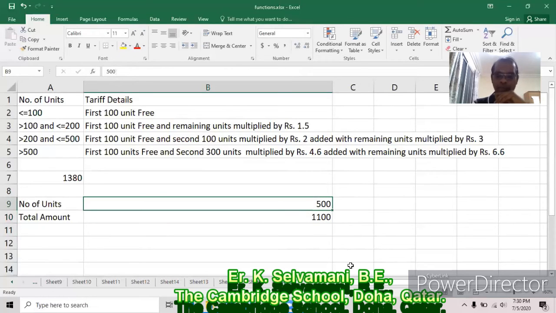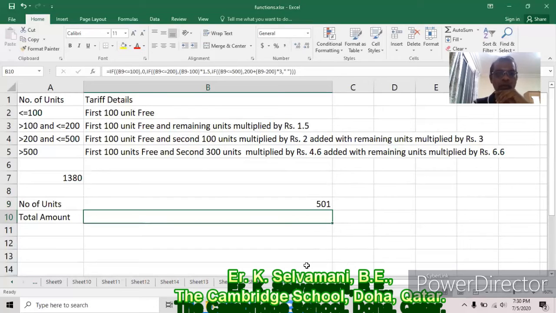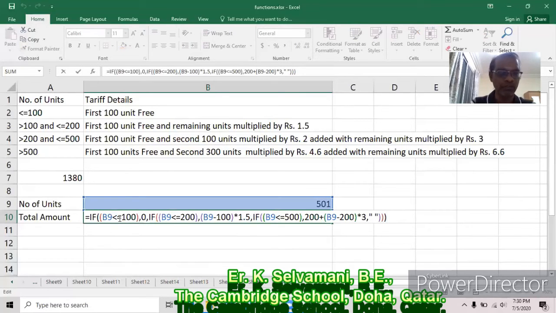Okay, sir, what will happen if the number of units is more than 500? Assume now we go for the fourth slot, that is greater than 500. Assume this condition is false, this condition is false, and this condition is also false. If all conditions are false, it is assumed the number of units is more than 500. We should go for the fourth slot. The first 100 units are free, no need to worry. The second 300 units should be multiplied by 4.6.